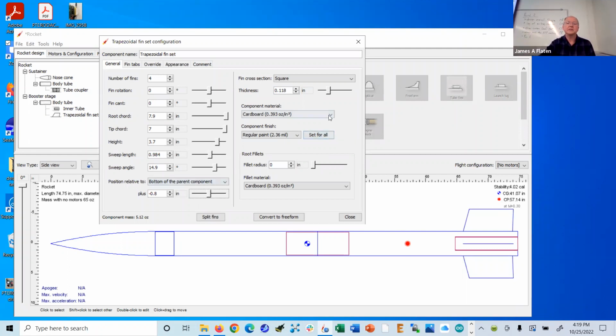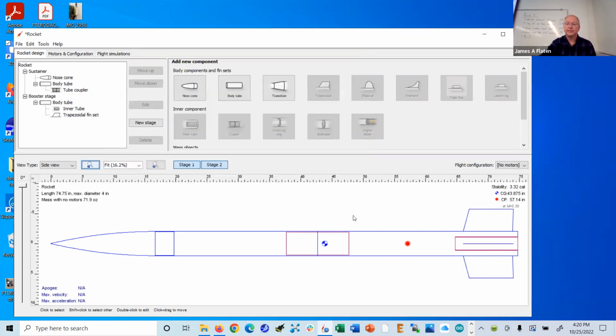Good. What is the material of my fins? Let me go with maple. It's a wood. Let me go with thickness 0.25 inches. And I say close. There it is. Those are my fins. They're not fancy, and you might be cooler than that, but I need fins.